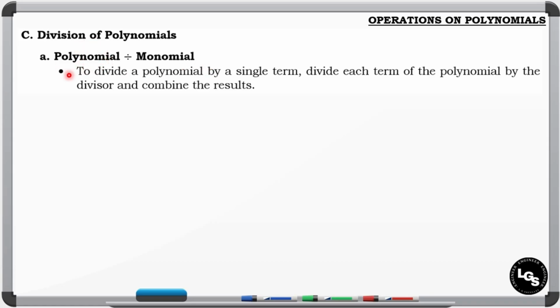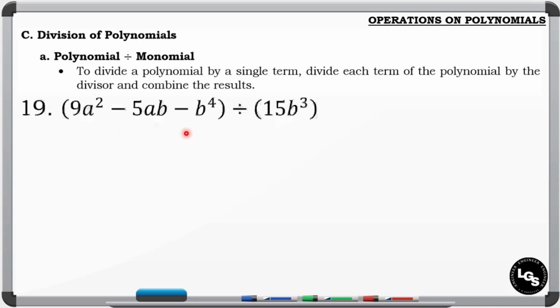So when we say polynomial, those are algebraic expressions with one or more terms. But if we say monomial, that is specifically an algebraic expression with only one term. So to divide a polynomial by a single term, divide each term of the polynomial by the divisor and combine the results. So let's check our first example.